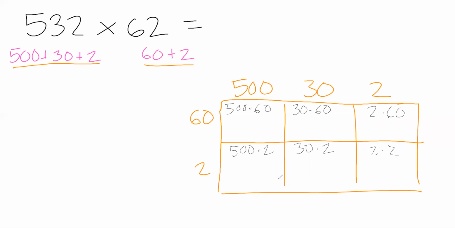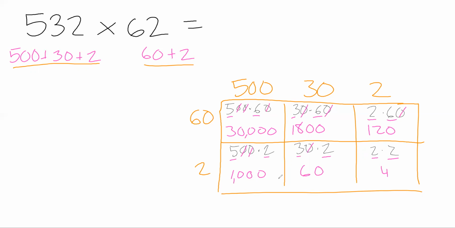Yeah, okay. So now let's just solve that. Let's see, 5 times 6 is 30. And then 1, 2, 3 zeros. So that's 30,000. 3 times 6 is 18. 2 zeros. 2 times 6 is 12. 1 zero. 5 times 2 is 10. 2 zeros. 3 times 2 is 6. 1 zero. And 2 times 2 is 4. There's no zeros there. Okay.